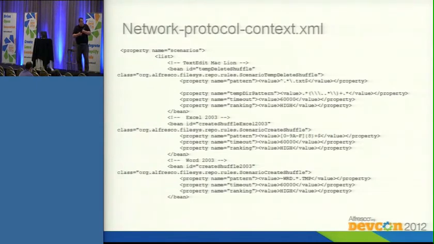So how do we configure the various scenarios? The important file here is the network protocol context, and I don't know if you can read that. It's a little bit small, sorry, but there's basically this property called scenarios that's a long list of scenarios. So, for example, the one in the middle here is the Excel 2003, which does a create shuffle. It looks for a pattern.